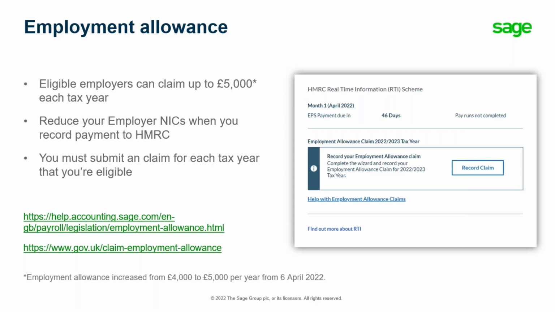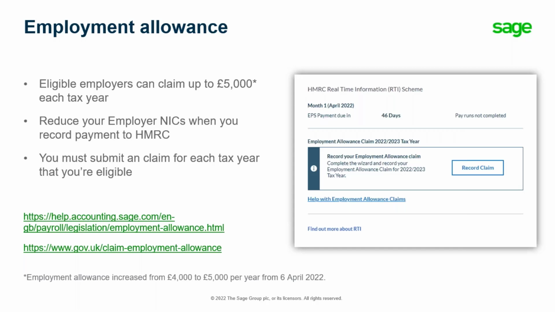You are typically eligible if your employer national insurance contributions for the previous tax year were £100,000 or less. But you can check the eligibility in both our help files and the gov.uk website. You do need to submit a claim for each tax year that you're eligible. And when you switch to Sage Payroll from previous software, even if you've claimed in your previous software, you'll still need to record that claim in the new software and at the start of each new tax year where you are eligible. So it was previously £4,000 a year. It's gone up from the 6th of April to £5,000 per tax year moving forward.